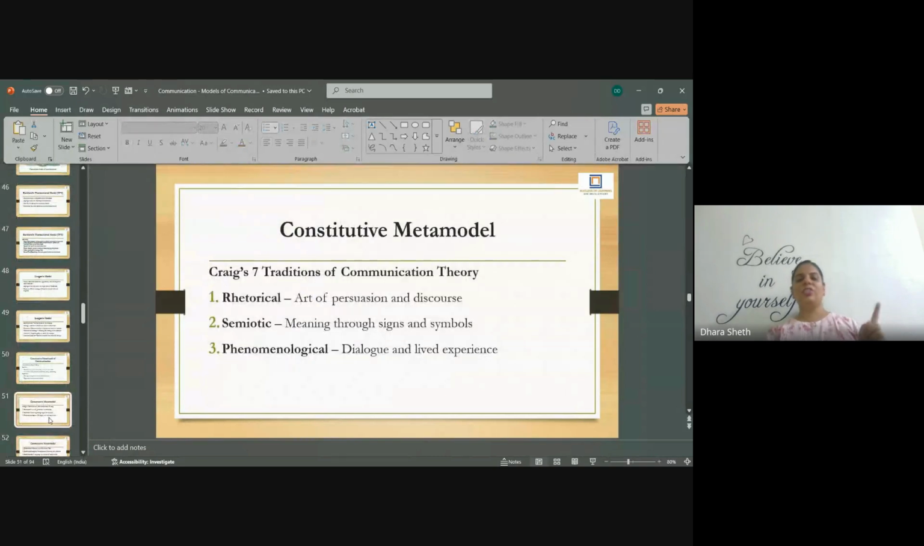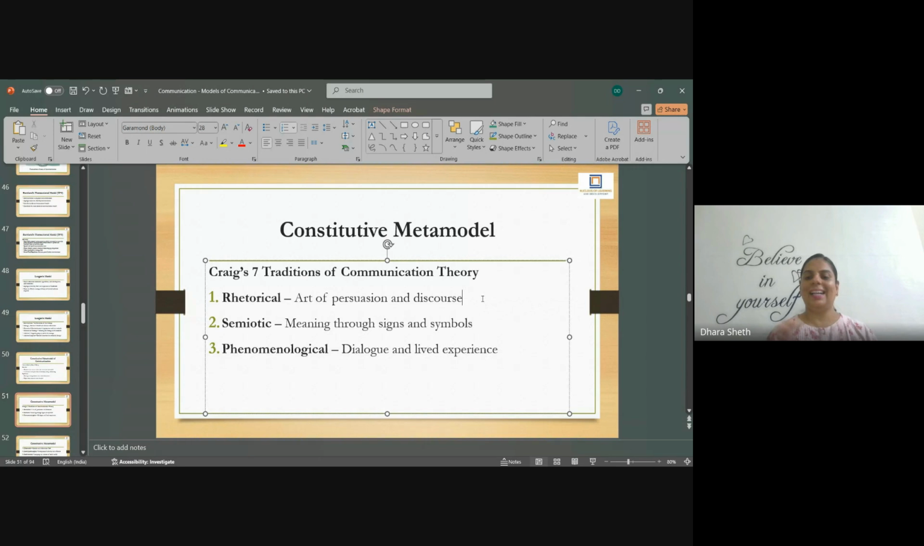So the 7 traditions of communication theory are, first, again, these are 7 words that you need to learn. Rhetorical, art of persuasion and discourse. Discourse is speech. Like delivering a lecture is a discourse. Art of persuasion and discourse is rhetorical. Semiotic, meanings through signs and symbols.